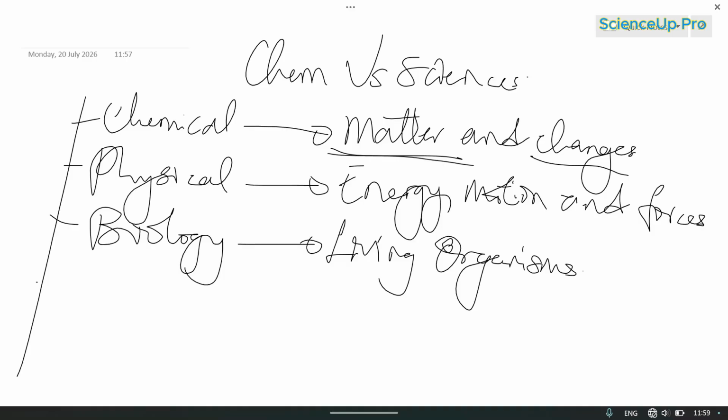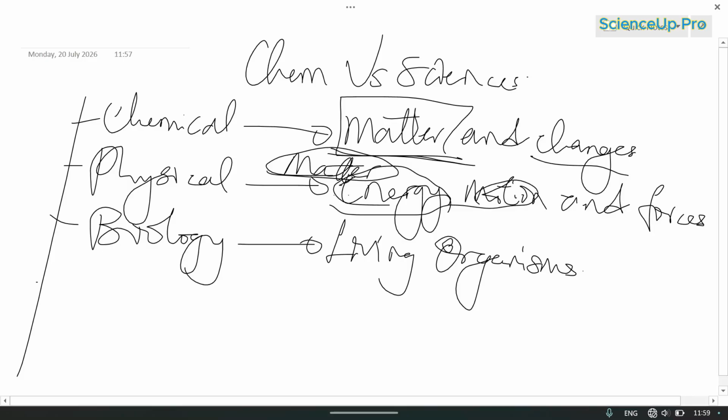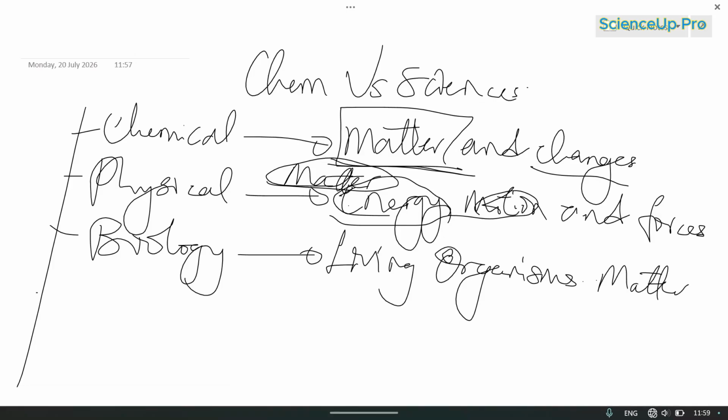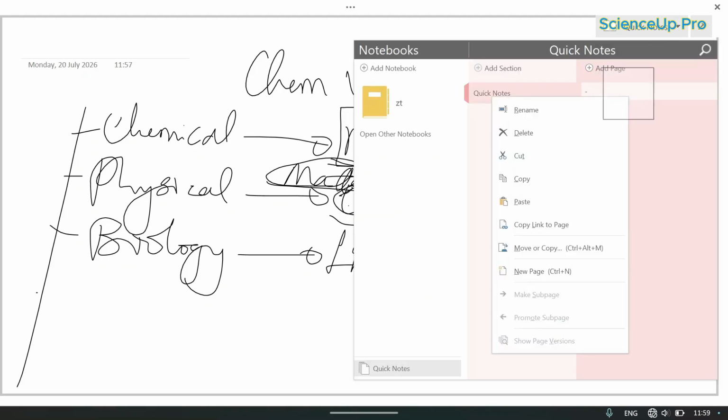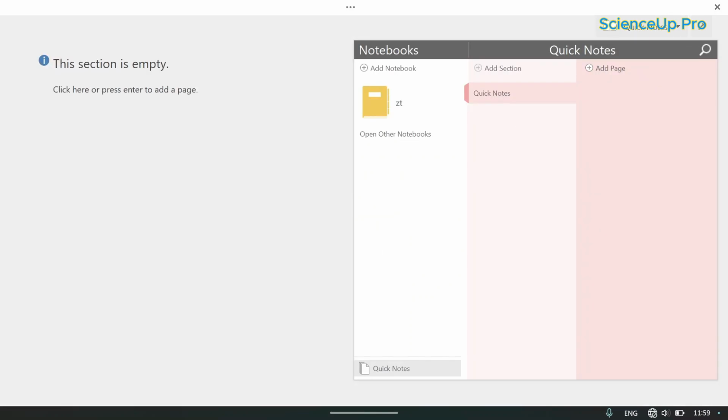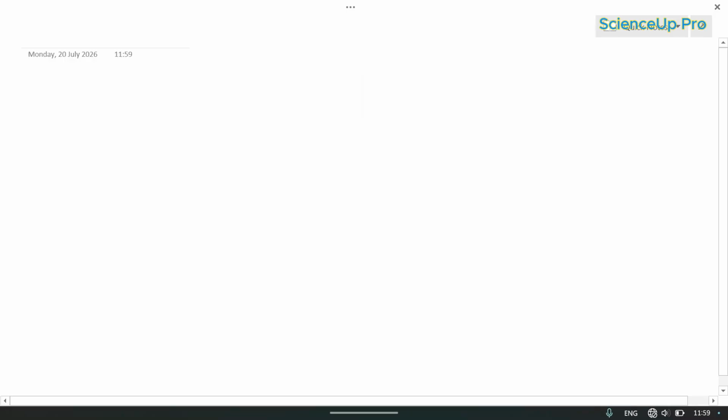So from this, you can see that chemistry studies matter, even though physics also studies matter, right? But the uniqueness of physics is that physics studies energy and motion. Biology also studies matter, living matter. Anything living is being studied in biology. These are the various distinctions of the sciences, the branches of chemistry and other sciences as well.